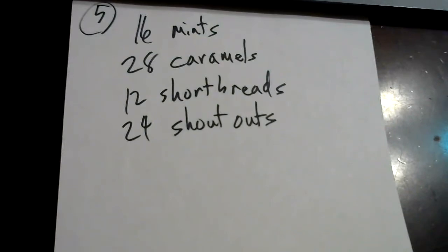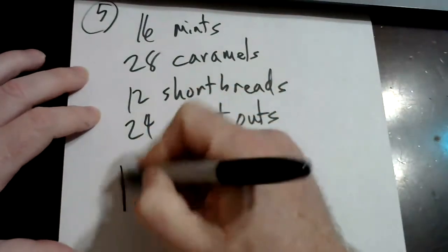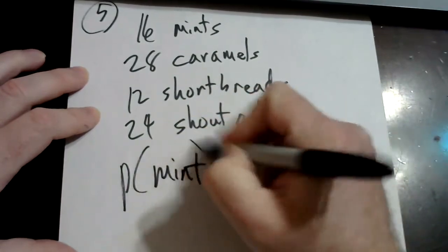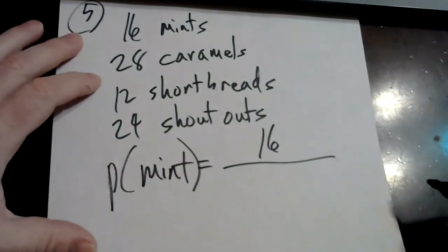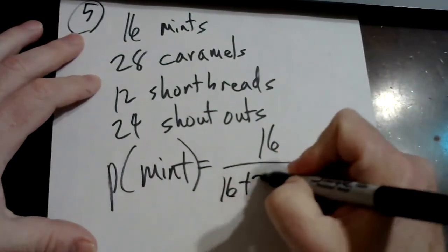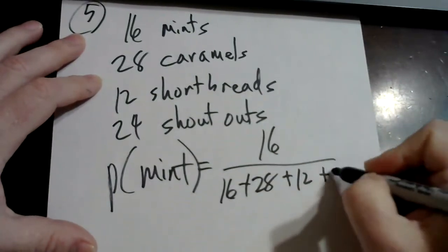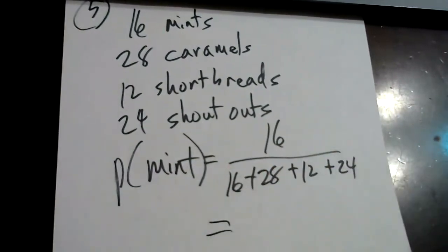And it says, find the probability that we pick a thin mint when we select exactly one cookie at random. So we're looking for the probability that we get a mint. So that's kind of easy. All you do is count the number of mints in the basket, which is 16, and then divide it by the total number of cookies. So plug all that into a calculator. And I get 0.2.